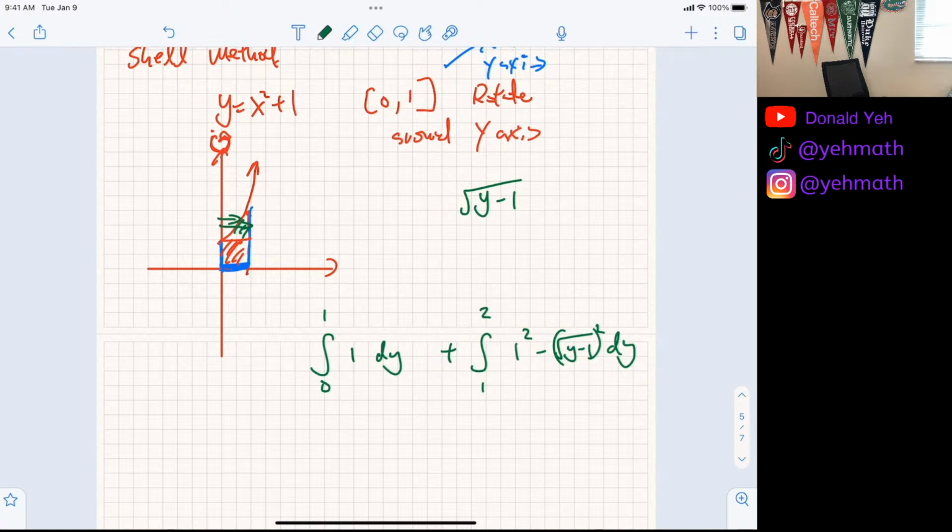I got y minus y squared over 2 plus y. You plug in 1 and 2. So, students, 2 plus 1. One minute remaining until class.